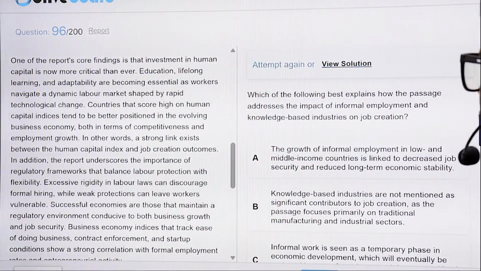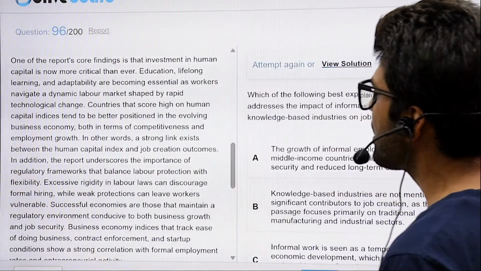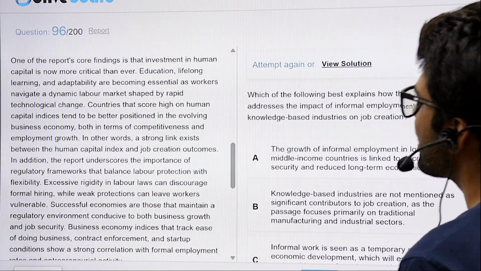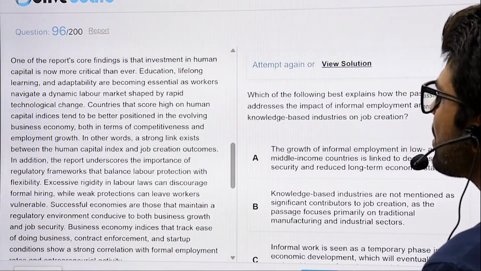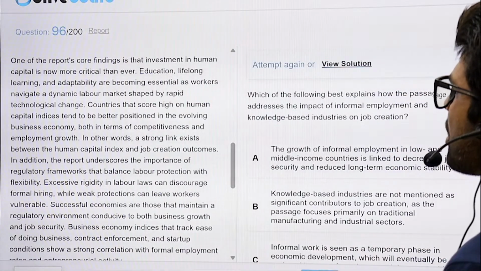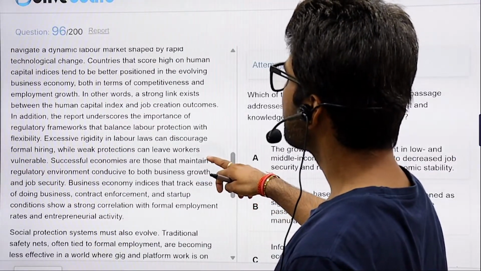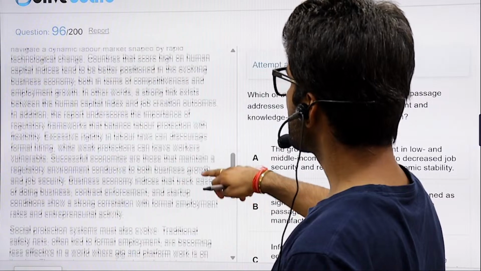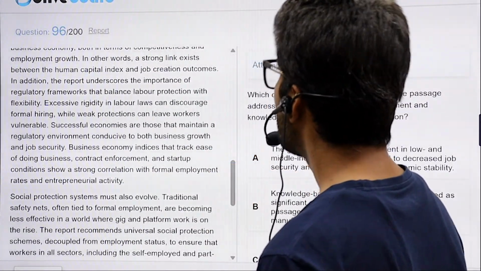One of the core findings is that investment in human capital is now more critical than ever. Education, lifelong learning, adaptability are becoming essential as workers navigate a dynamic labor market shaped by rapid technological change. Countries that score high on human capital indices tend to be better positioned in the evolving business economy, both in terms of competitiveness and employment growth. In other words, a strong link exists between the human capital index and job creation outcomes.